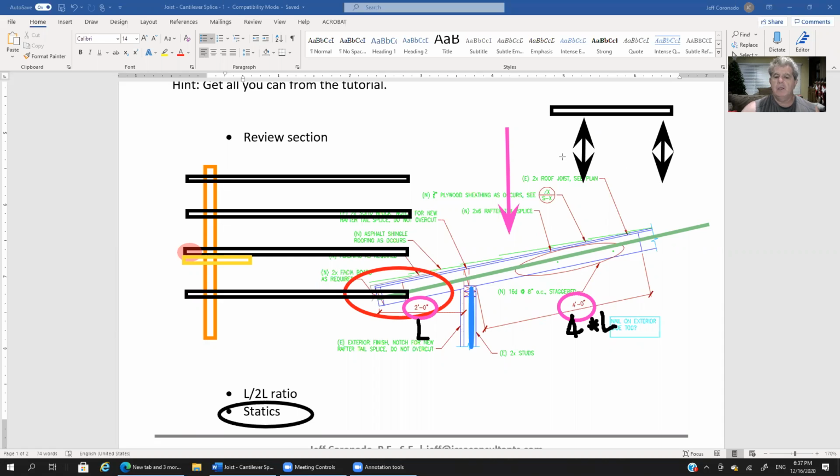For this exercise, here's how I would do this. I would simply look at the uniform load that's over the cantilever. All right, so what's that going to be? Well, first let's look at the dead load. What's the dead load of this roofing assembly? I can say that's probably on the low side 10 pounds per square foot, probably on the high side 15 pounds per square foot.